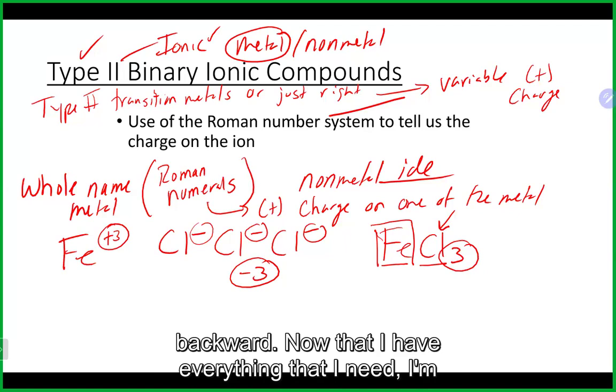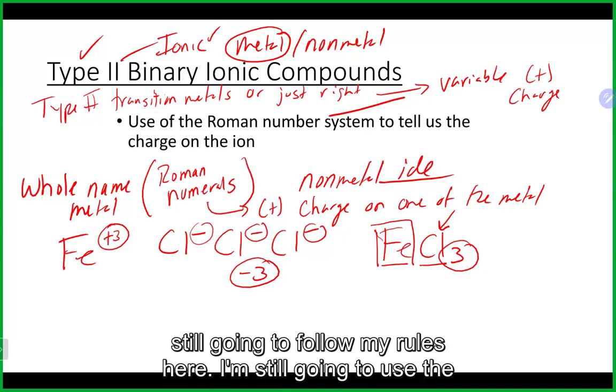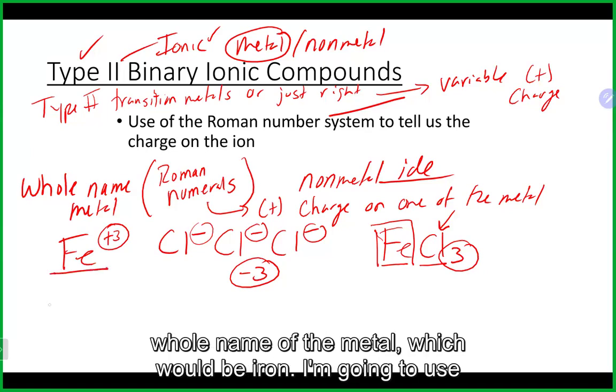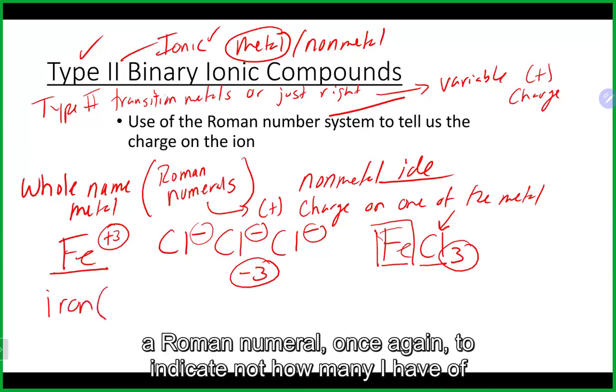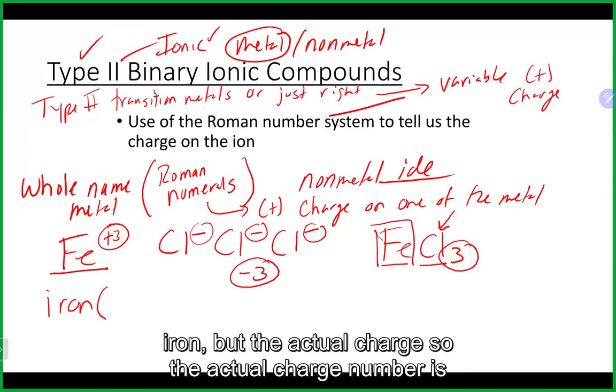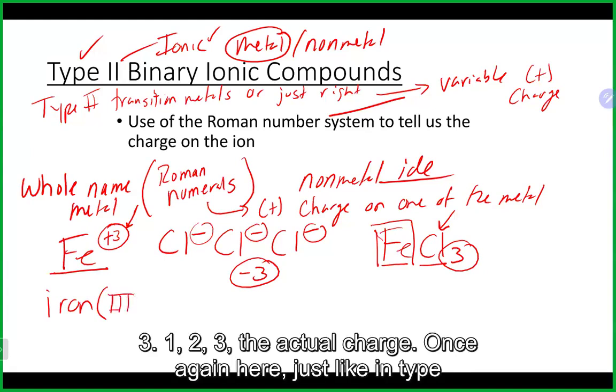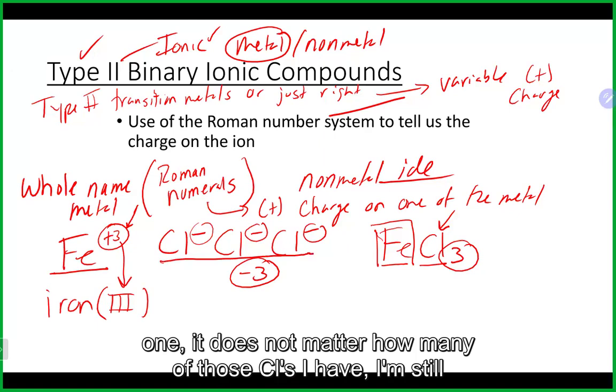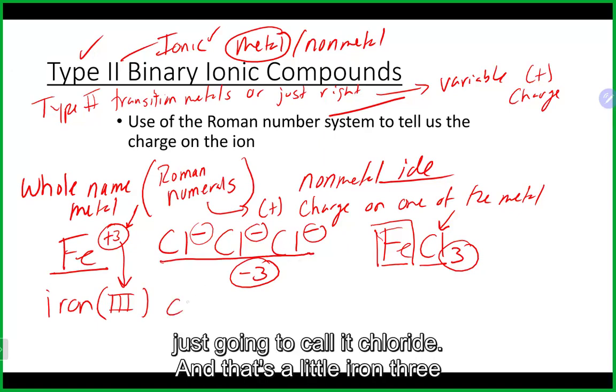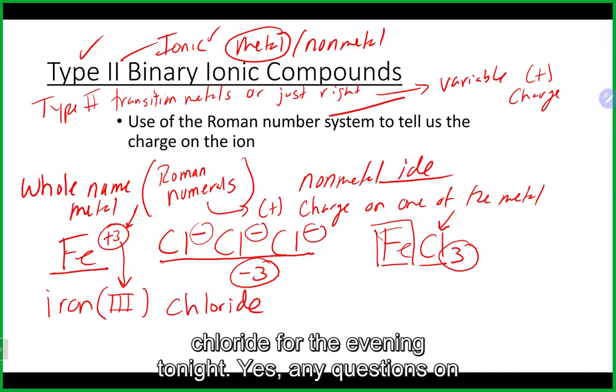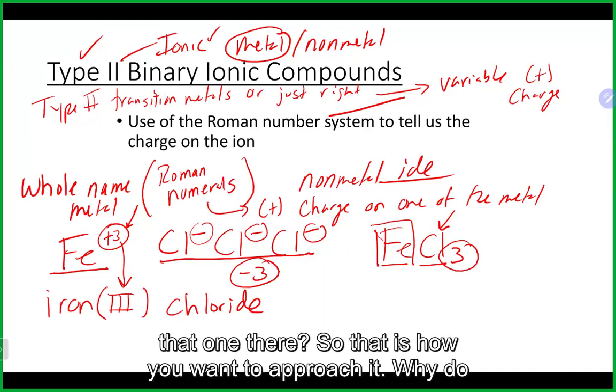Now that I have everything that I need, I'm still going to follow my rules here. I'm still going to use the whole name of the metal, which would be iron. I'm going to use a Roman numeral once again to indicate not how many I have of iron, but the actual charge. So the actual charge number is 3. Once again here, just like in type 1, it does not matter how many of those Cl's I have. I'm still just going to call it chloride. And that's a little iron 3 chloride for the evening tonight. Yes. Any questions on that one there? So that is how you want to approach it.